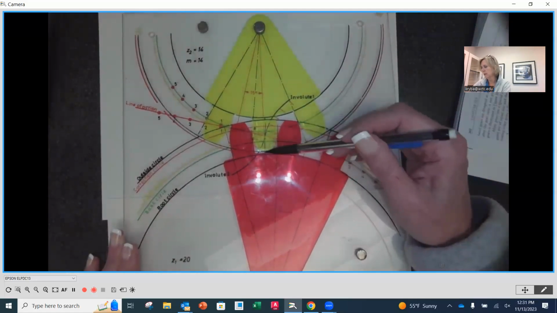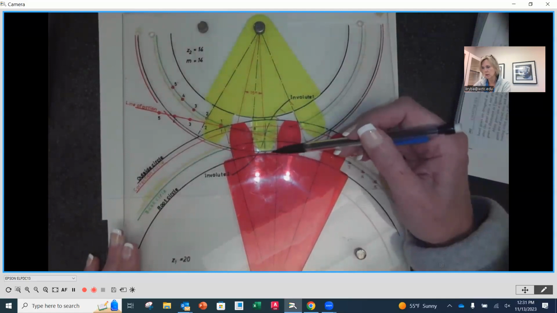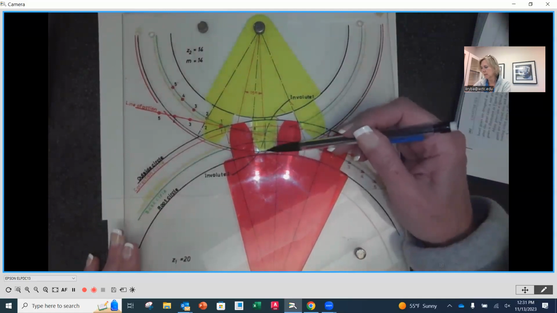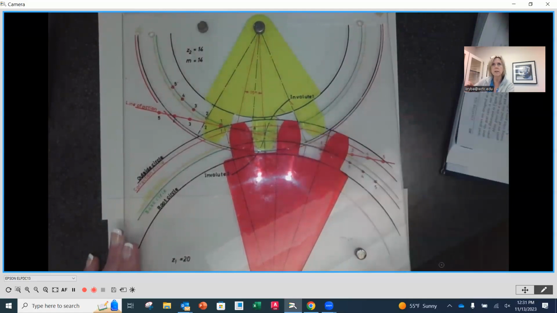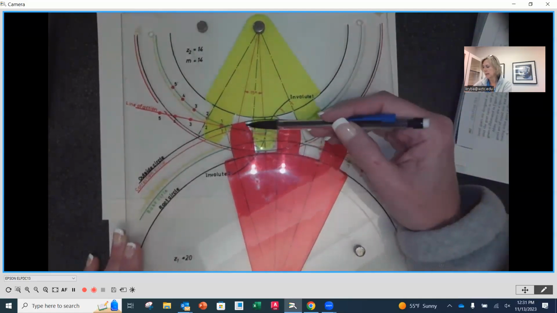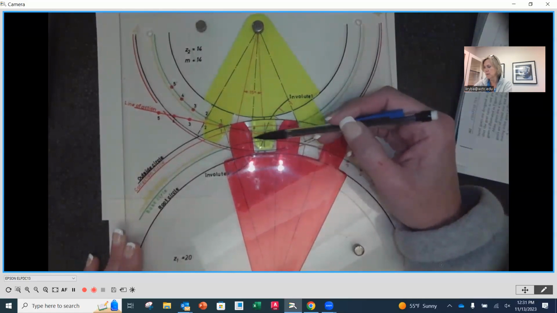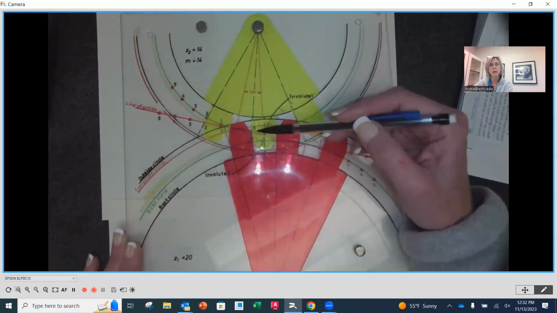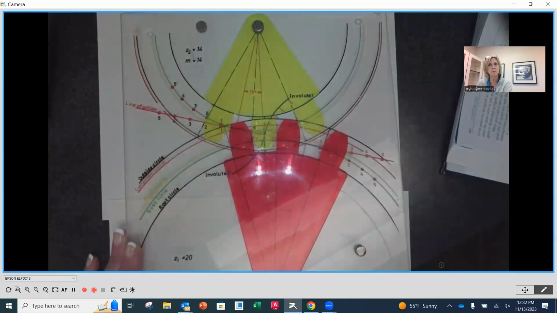There is this gap between the bottom of one gear and the top of the next gear's tooth. This is clearance, we call it. And that's why the addendum of the tooth has to be shorter than the dedendum, because the addendum is from the top of the tooth to the pitch circle, and the dedendum is from the pitch circle to the bottom of the tooth. If they were the same size, what would happen?